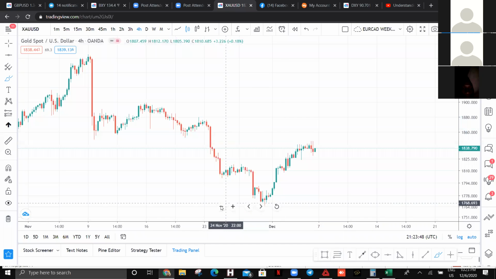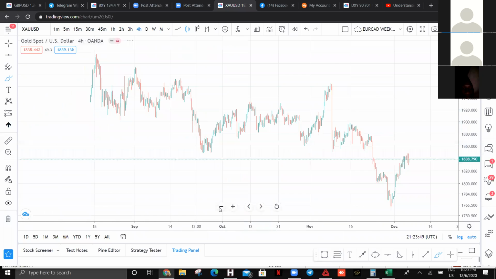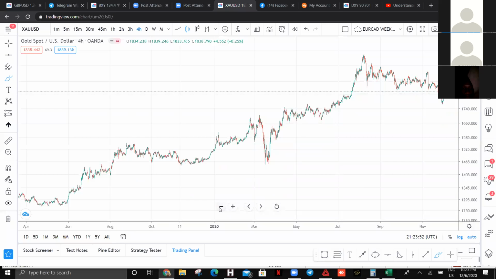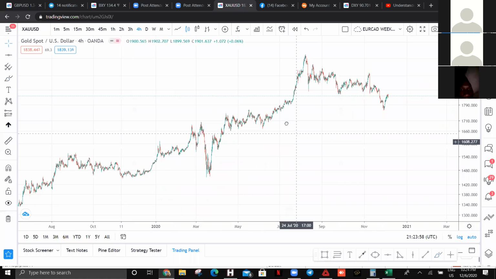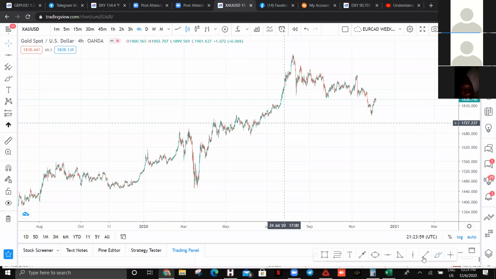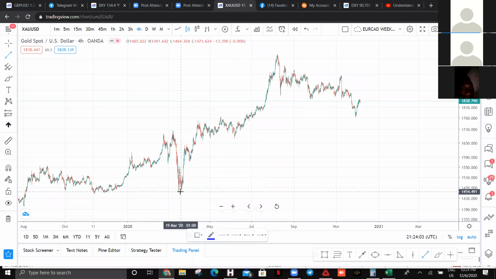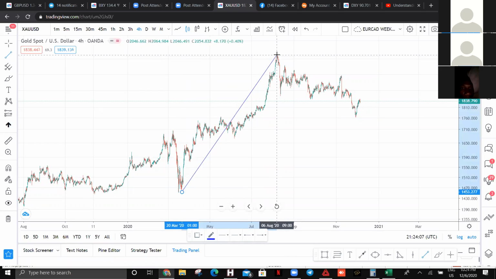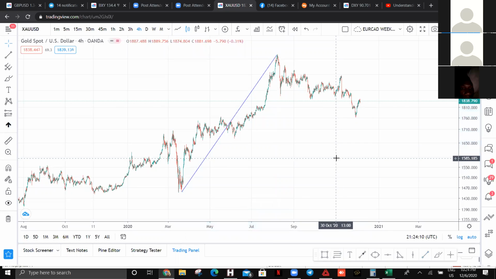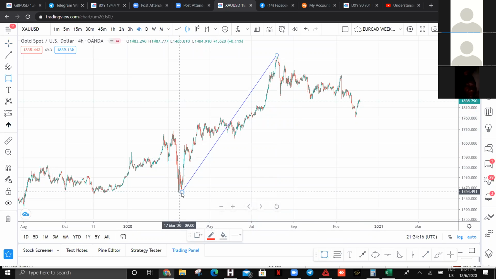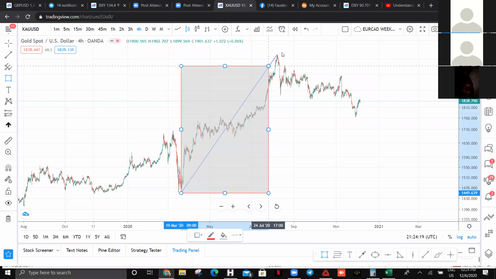The first step is to zoom out to the barest minimum. Identify your trend. I've identified the trend using your trend line from here up to here. Have you seen it? So I know that trade is going up. That's the first step. The second step, pick your rectangular bars from the beginning of the rectangle up to this place.